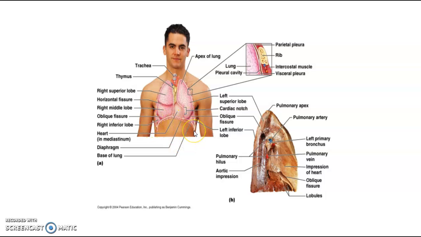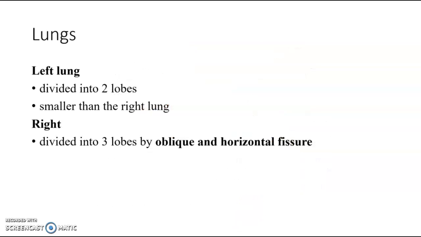Underneath the lungs is the diaphragm. The ribs are normally found on front and behind. They help protect the lungs and the lung space. And underneath you have the diaphragm, and we will talk in a second about why it's not a perfect symmetry here. Okay, so the left lung is divided into 2 lobes, and it is smaller than the right lung. And the right lung is divided into 3 lobes by oblique and horizontal fissures.